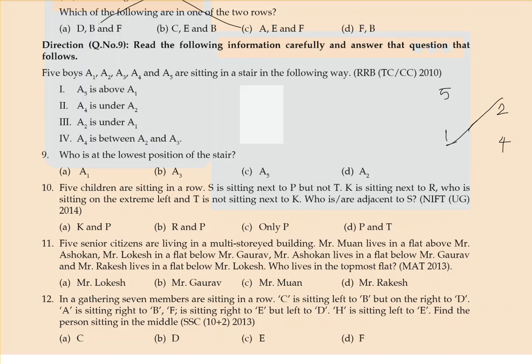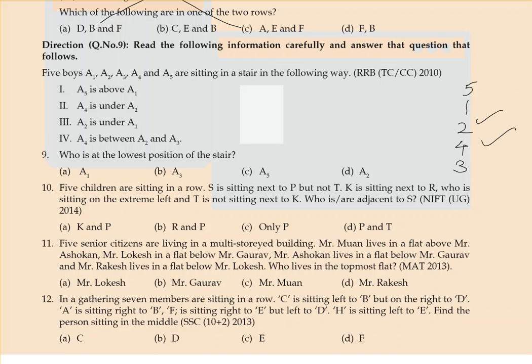A4 is between A2 and A3. So 3 comes here. 5, 1, 2, 4, 3 is the arrangement. Let us revise the given conditions. A5 is above A1. A4 is under A2. A2 is under A1. A4 is between A2 and A3.